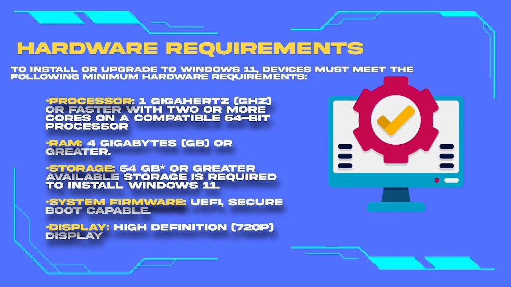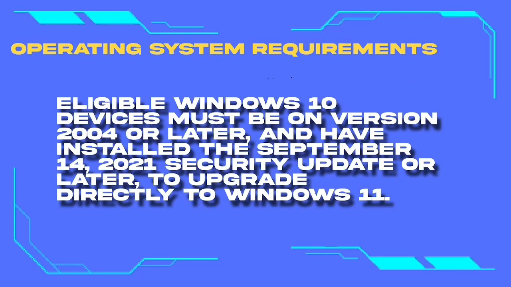Next is system firmware. UEFI secure boot capable, and display, high definition 720p display or greater monitor, 8 bits per color channel. What are the operating system requirements? An eligible Windows 10 device must be on version 2004 or later and have installed the September 14, 2021 security update or later to upgrade directly to Windows 11.